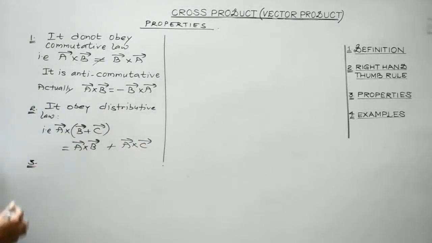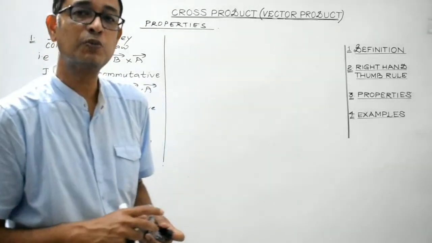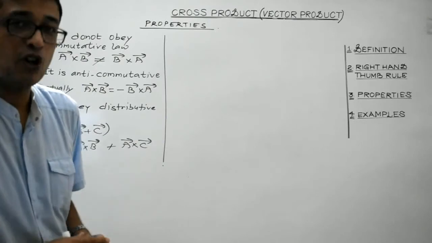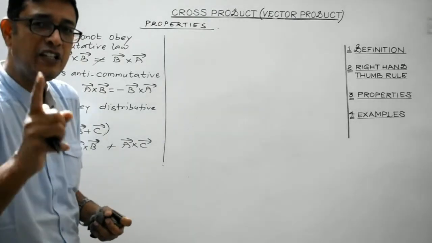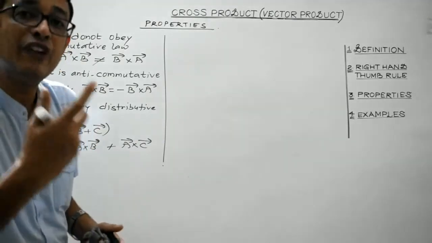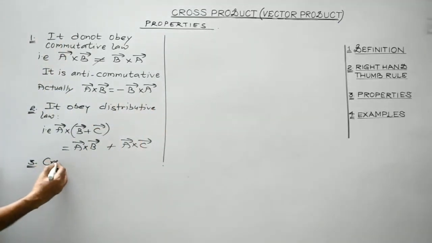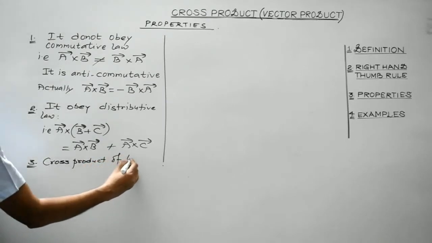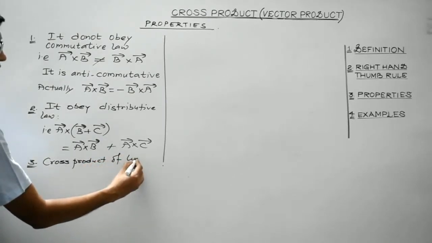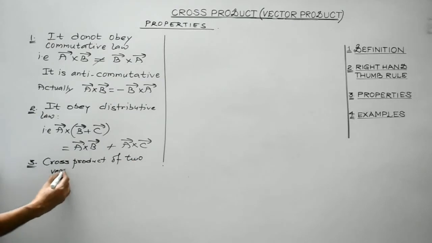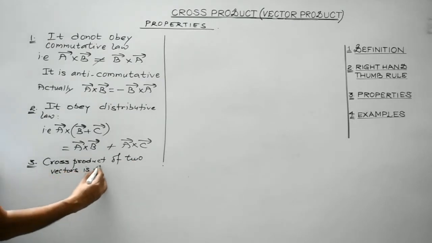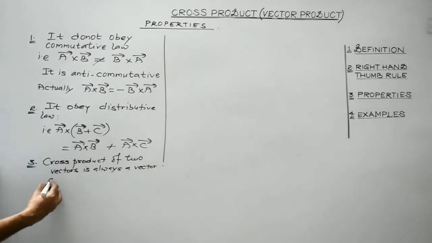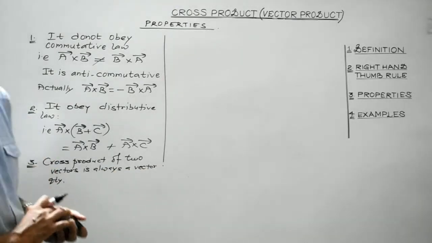Third is, students, as I have told you, cross product is also known as a vector product. Why? Because the cross product of any two given vectors is always a vector quantity. So cross product of two vectors is always a vector quantity. So this is another very important property.